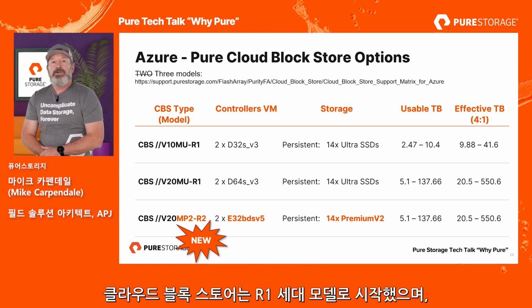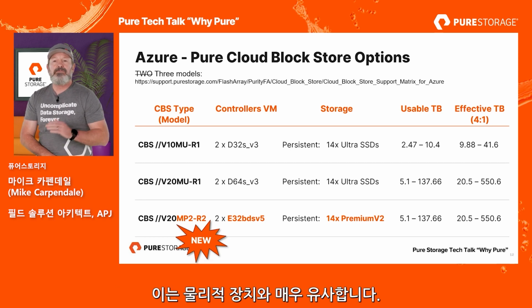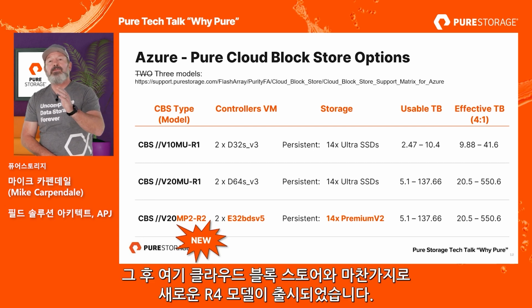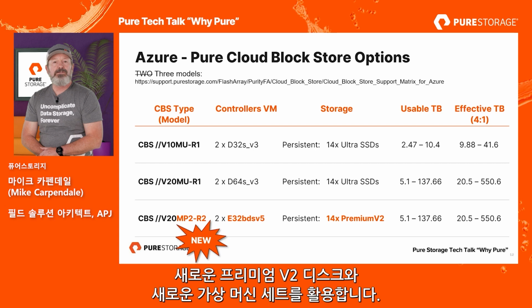We started off with our R1 generation models of Cloud Block Store, very similar to the physical devices. Say that was an X50 R3 and then we released the new R4 model. Well, the same has happened here with Cloud Block Store. We've recently released the V20 R2 model, and that is leveraging the new Premium V2 disks rather than Ultra SSDs, and a new virtual machine set as well.